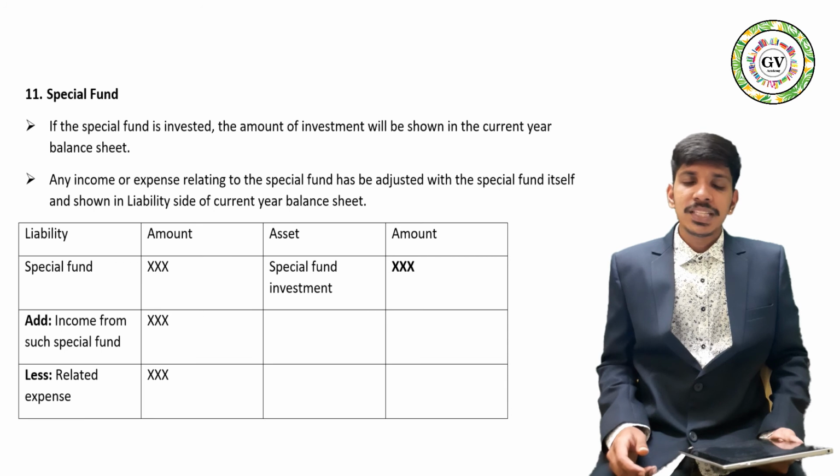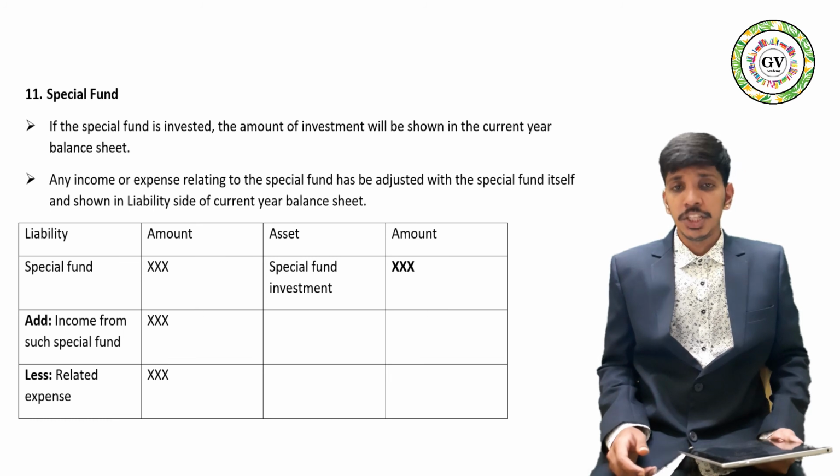And the next one is the special fund. If the special fund is invested, it will be shown on the asset side of the current year balance sheet. Any income or expenditure relating to the investment will be adjusted with the investment fund, which is shown on the liability side of the current year balance sheet.